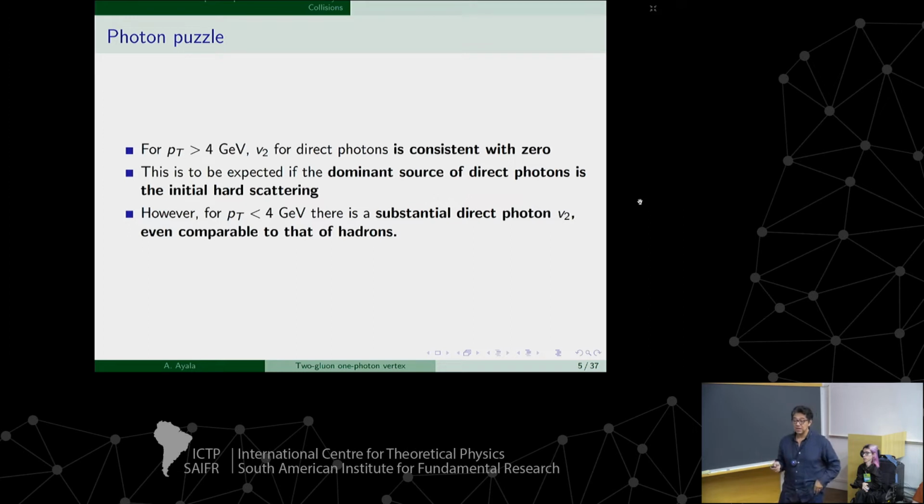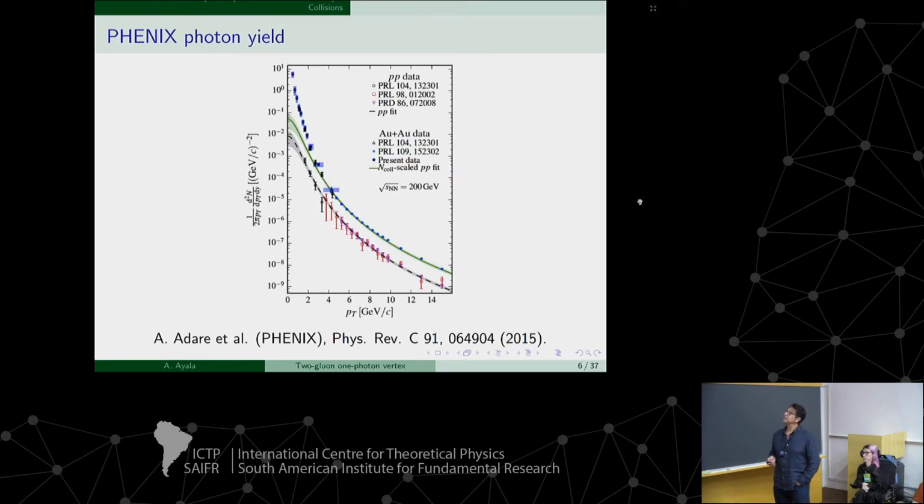In other words, if it was the opposite, if it was the later stages, you would have time to build flow, and therefore flow coefficients, and therefore V2. But since V2 is 0 for large pT, this is bound to be interpreted as V2 originating at the very early stages of the collision. And as I said, for pT less than 4 GeV, there is a substantial direct photon V2, even comparable to that of hadrons. But then what about the spectrum?